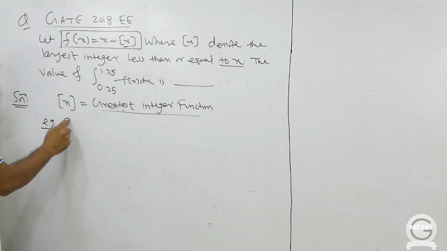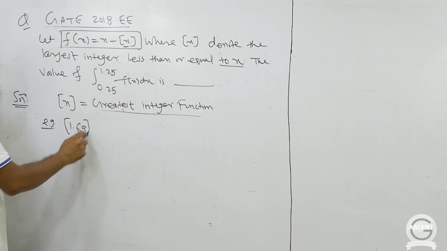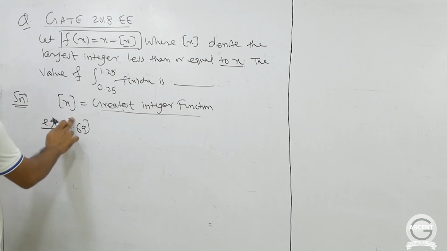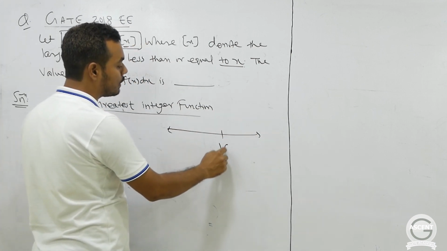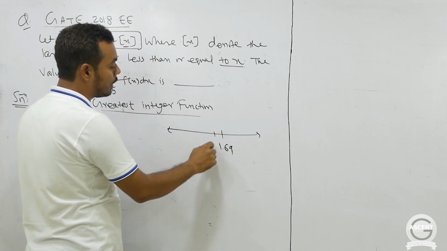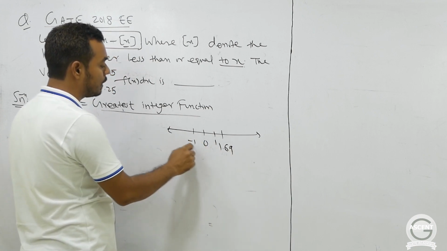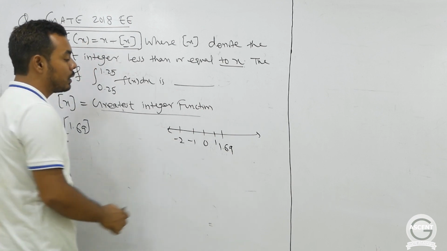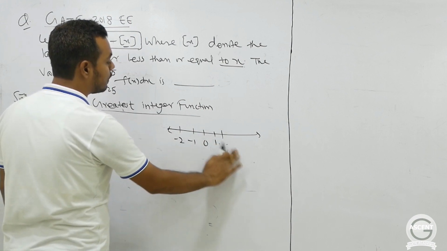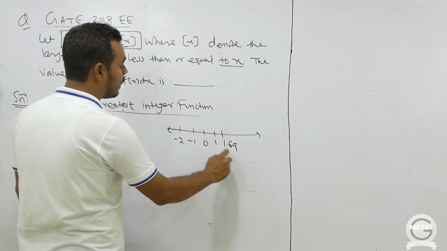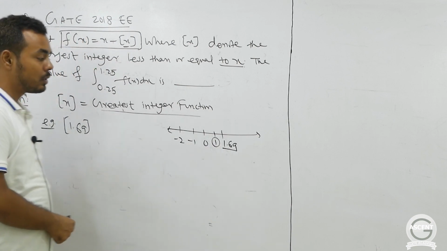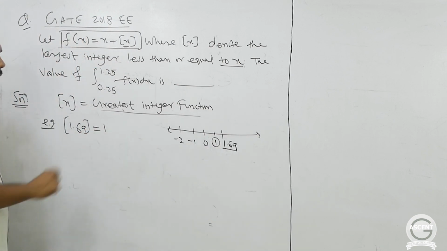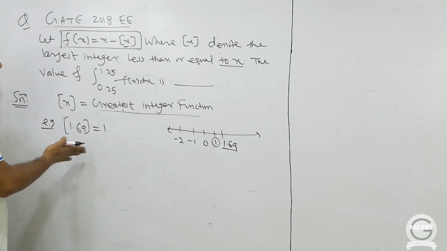Suppose I have to evaluate the greatest integer of 1.69. Here you have this number line. On the number line you will have this point 1.69. Here you will have 1, 0, minus 1, minus 2 and so on. So there are many integers which are less than this number 1.69, right? Now which integer is largest among these integers? This number 1. So this means the greatest integer of 1.69 will be 1.